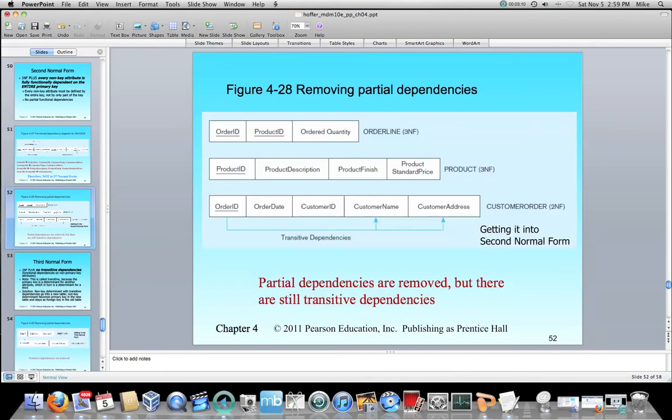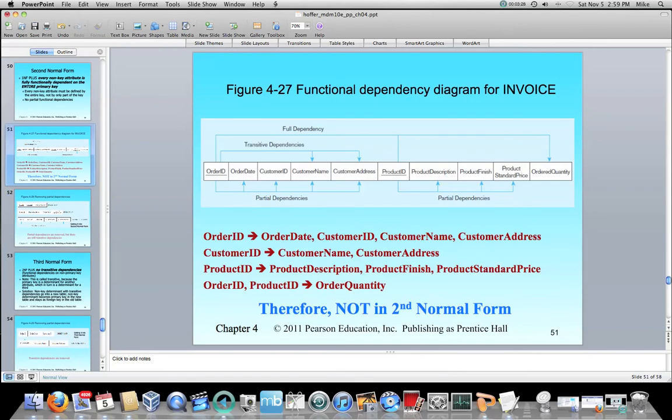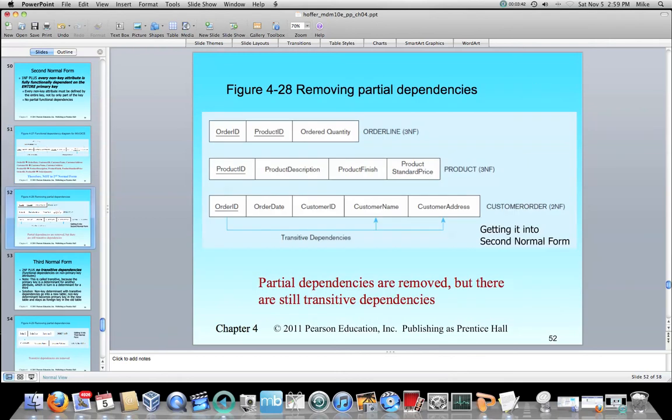So we get to this. Now we've taken that one big invoice relation and broken it down into three smaller relations where the partial dependencies were. The partial dependencies were those on order ID: the order date, the customer ID, the customer name, the customer address, and the partial dependencies associated with product ID. So here we've got our product ID and our order ID taken out, so they are their own entities. So customer order is now a relation in second normal form.